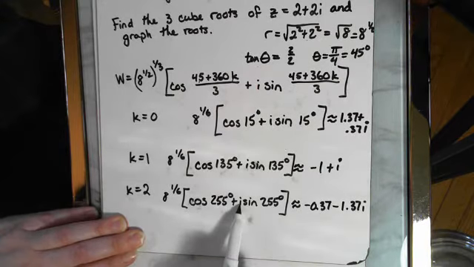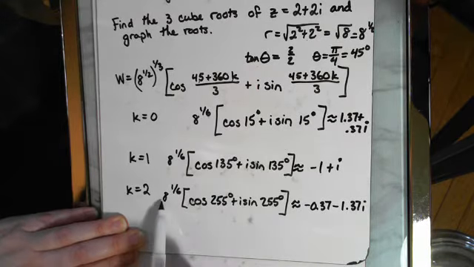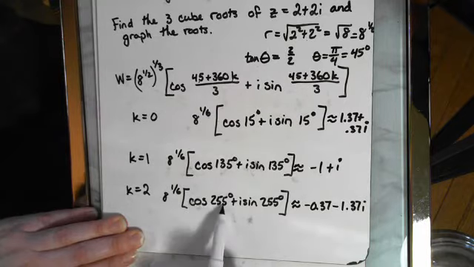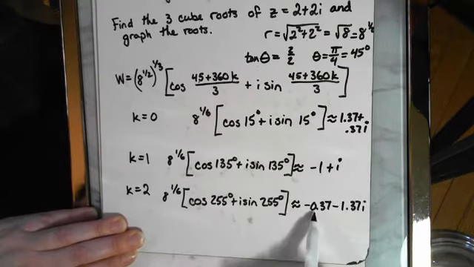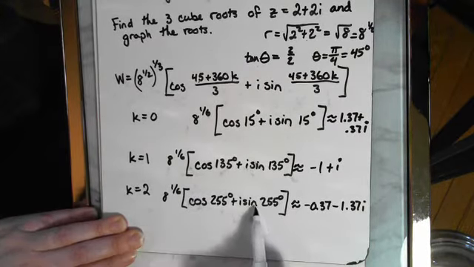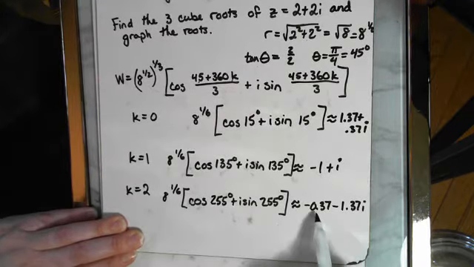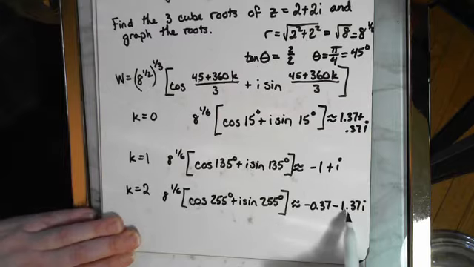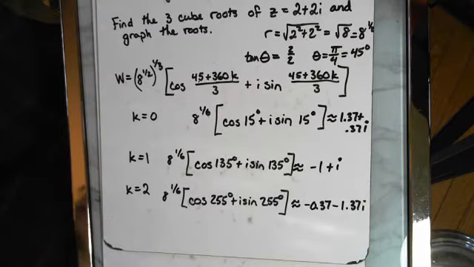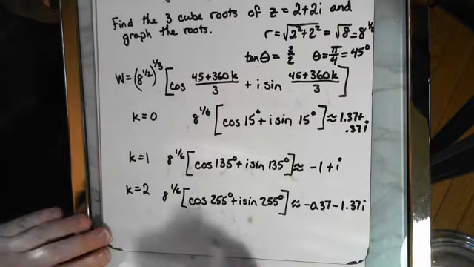Now, also notice that I didn't just type this whole thing in. Notice this i makes it impossible to do that. So I did 8 to the 1/6 times the cosine of 255, and I wrote that down. And I did 8 to the 1/6 times the sine of 255. I ignored the i when I wrote that final answer, but in order to get it into this subtraction form, I needed to do it in that way.